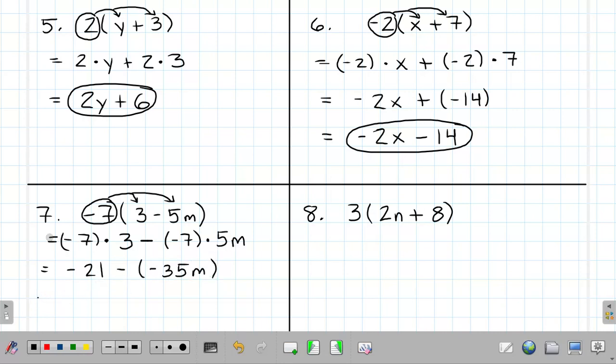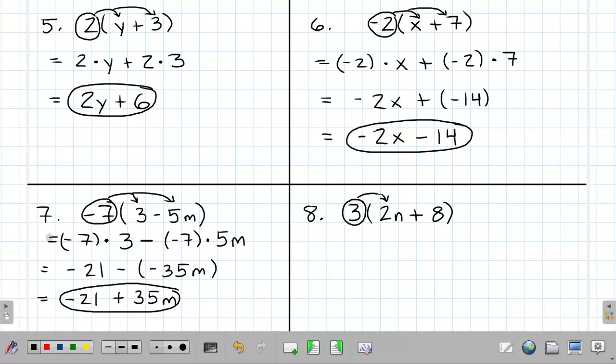Now this one is still a little unique because we have the m over here on the right side, but it still works the same as numbers 3 and 4 in the guided practice. We have the negative 21 up here, but since we're subtracting negative 35, we can write that as plus positive 35. So negative 21 plus 35m. And you can see negative times a positive should give you a negative 21. Negative times technically a negative 5 should give you a positive 35.